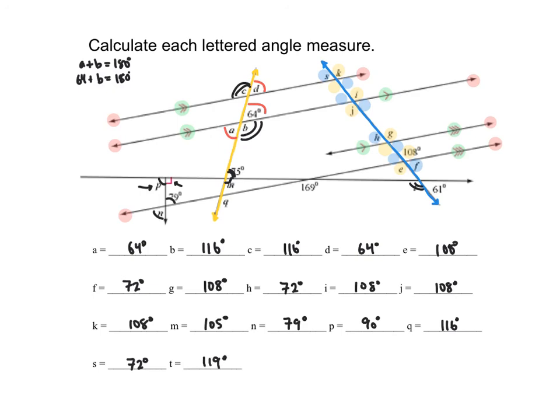There you have it. That's how you use this idea of corresponding, alternate interior, alternate exterior, vertical, and linear pair, also known as supplementary angles, to come up with missing angles within a massive diagram like this one.